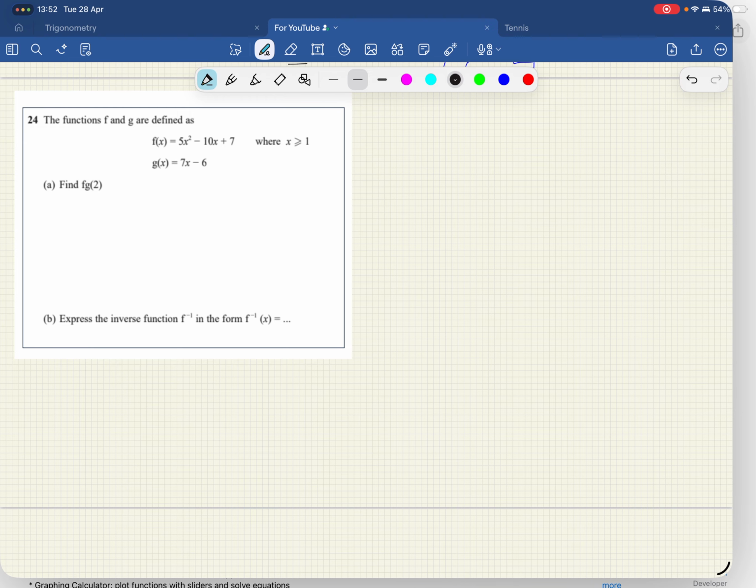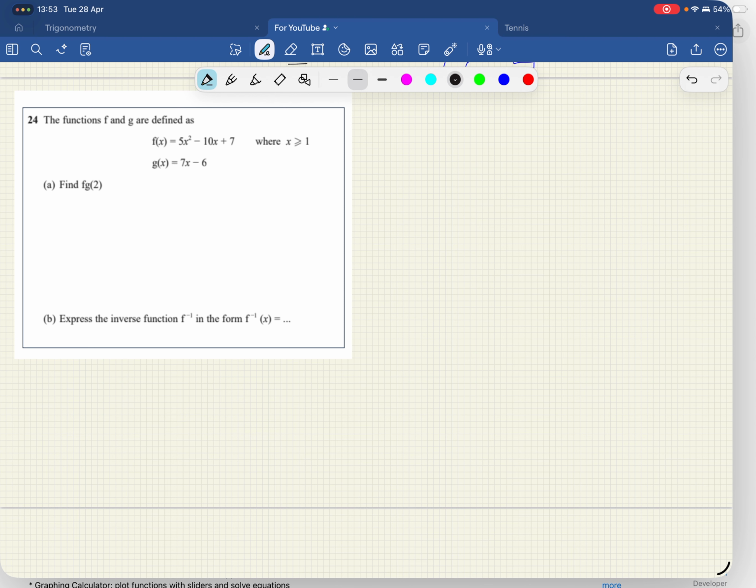Okay, now this is another case where you do need to use completed square form. You are being asked, so let's have a look at the question. You've got two functions f and g. One is f, which is a quadratic, and it tells us importantly x is greater than or equal to 1. So the domain of f is x is greater than or equal to 1. And it also gives us the function g, which is linear, i.e. it's not a quadratic, it's just a straight line.